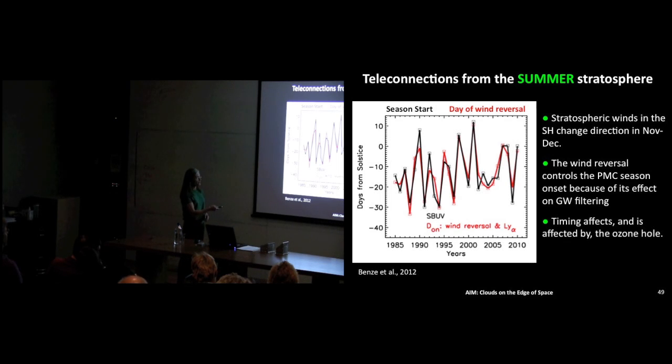The other point I wanted to make about this is that the timing of this wind reversal affects and is affected by the ozone hole. So it actually turns out that the PMCs are related to the ozone hole in kind of an indirect way.